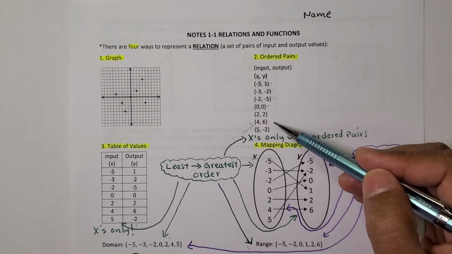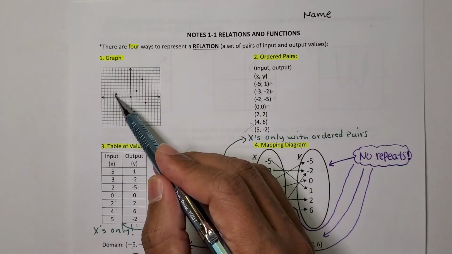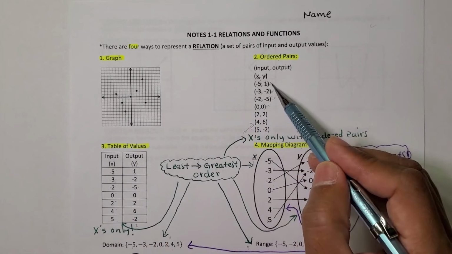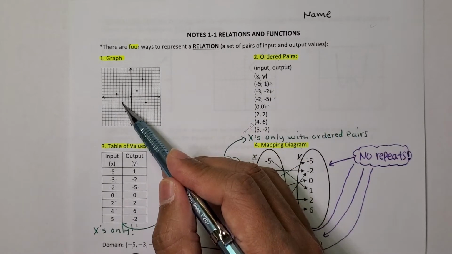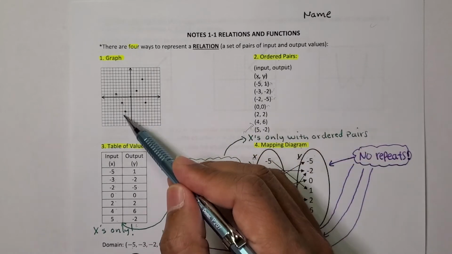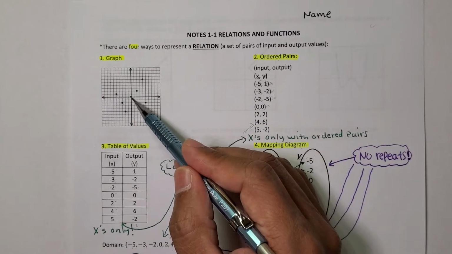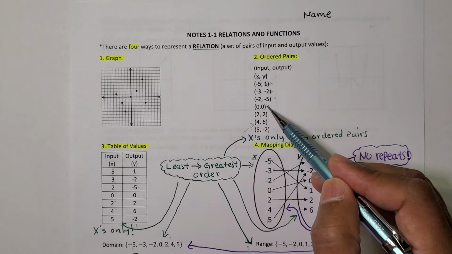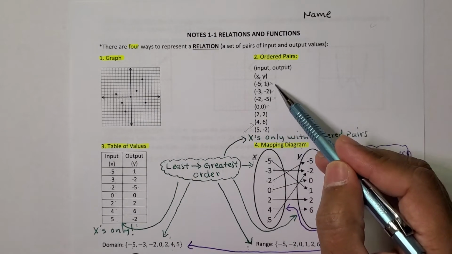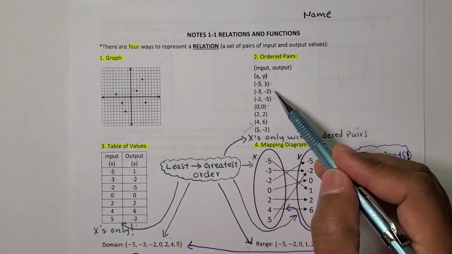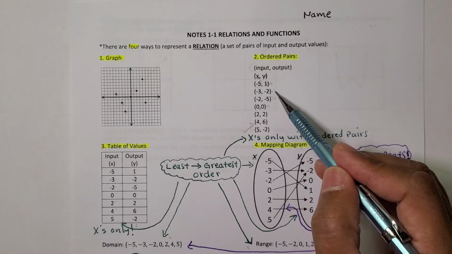represent a relation. Another way is by a graph. If you look at this point, this is -5, 1, which is this point. This one is -3, -2, which is this point. And this one is -2, -5, so that's this point. This one is 0, 0, which is this point, and I could continue, but I hope you get the idea that this graph also represents this set of ordered pairs, okay?